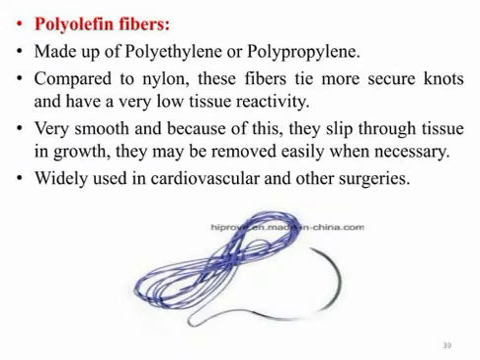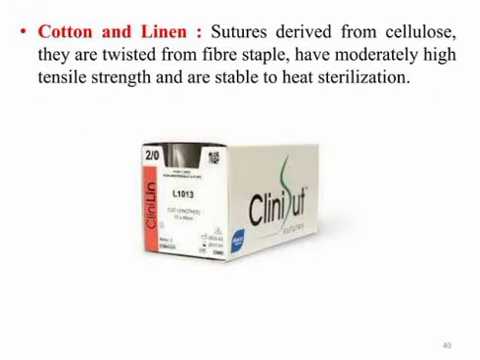Next is polyolefin fibers, which are made up of polyethylene or polypropylene. As compared to nylon, these fibers tie more secure knots with very low tissue reactivity. They are widely used for cardiovascular and other surgeries. And the next one is cotton and linen. These sutures are derived from cellulose, twisted from the fiber staple, and undergo heat sterilization as they are stable to heat.